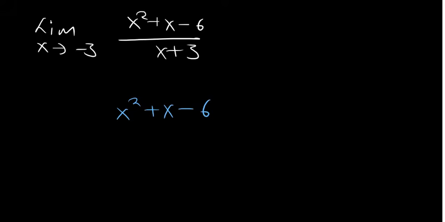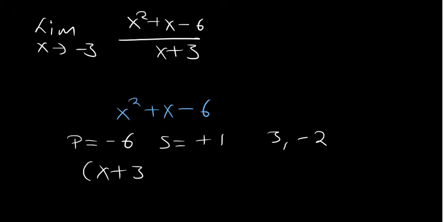So the product there we know is negative 6. The sum is 1, two numbers 3 and negative 2. So we have x plus 3, x minus 2. So how do we get the product? Get the coefficient of x squared and the constant c. The sum is the coefficient of the middle part. Okay. So we can substitute that.